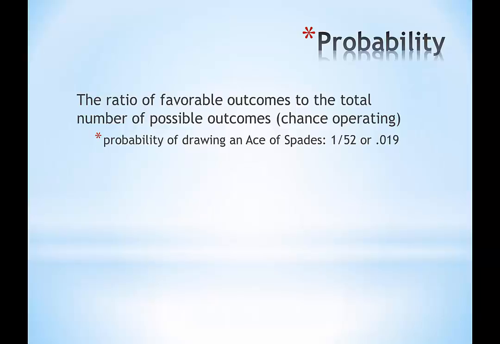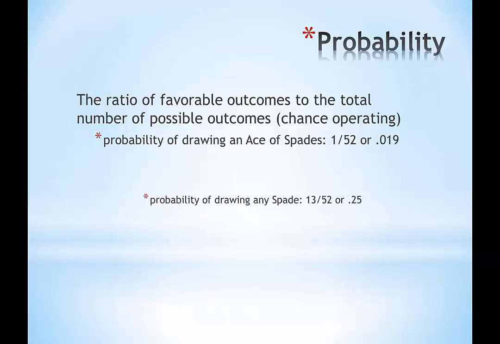That's the proportion. If you want to turn that into a percentage, multiply a proportion by 100, and that would give you 1.9%. So roughly speaking, the probability of drawing the ace of spades out of a fair deck that's been shuffled is 2%, but precisely it's 1.9%.